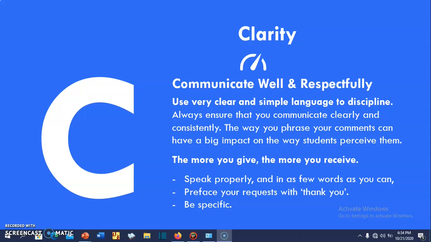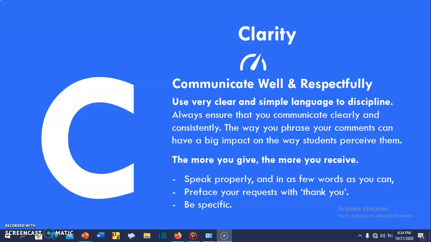First, clarity. You need to communicate well and respectfully. Use very clear and simple language to discipline. That means always ensure that you communicate clearly and consistently. The way you phrase your comments can have a big impact on the way students perceive them. Because if you use an aggressive tone, it's going to be a challenge for you as well as for your students. So it means the more you give, the more you receive.